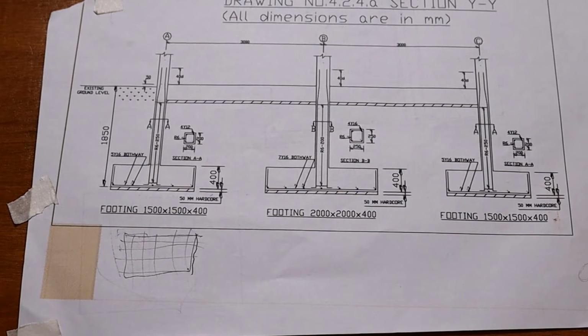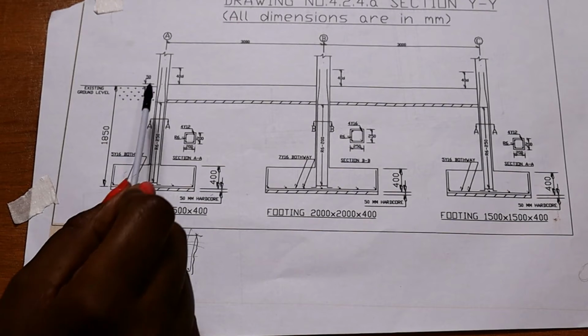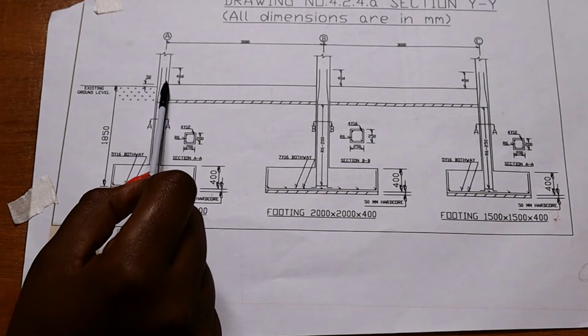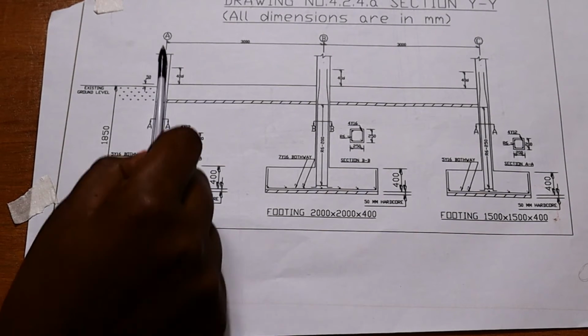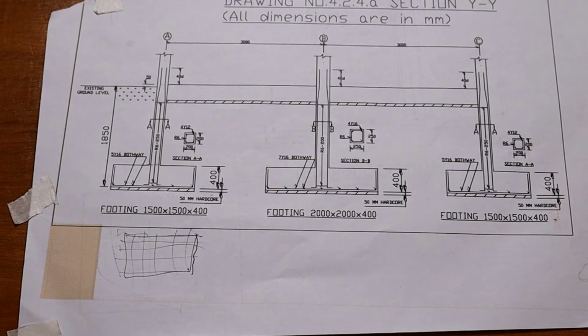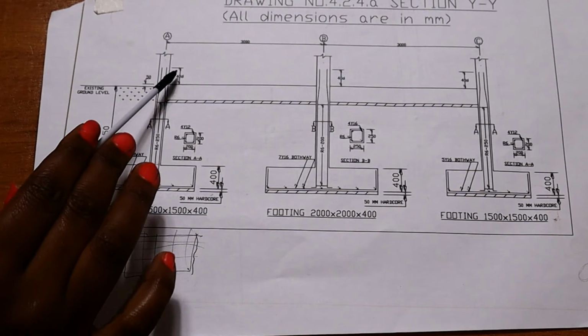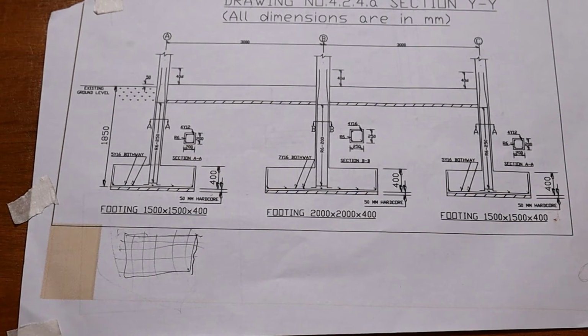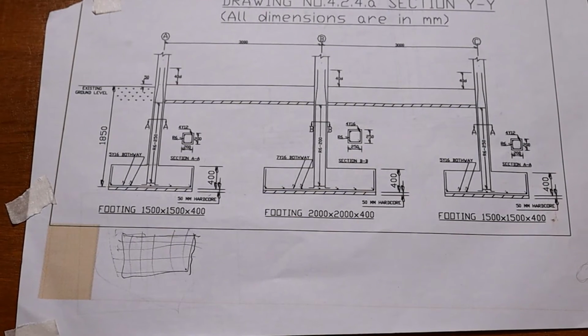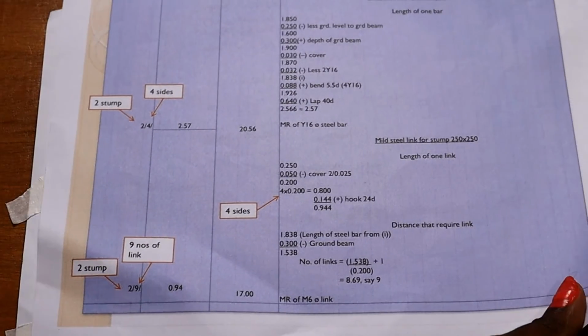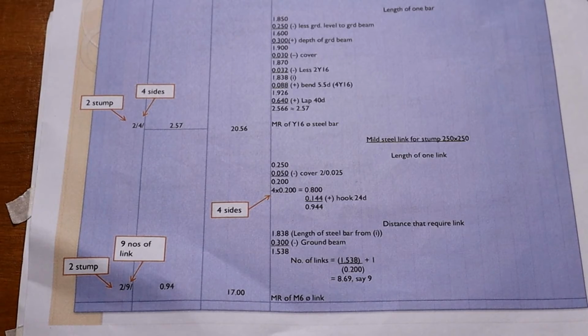times 0.016. Alright, so we need also to add some length from above the ground beam for the overlaps, so that it can lap with the reinforcements coming from up there. What is the length that we allow for overlap? It is 40D. So if the reinforcement bar is Y16, it shall be 40 times 0.016.